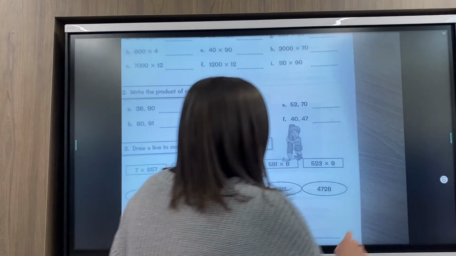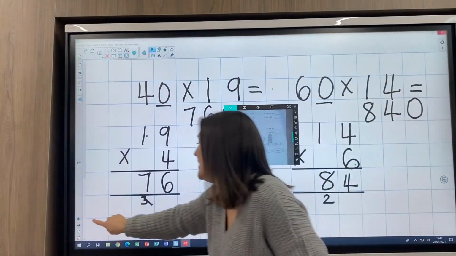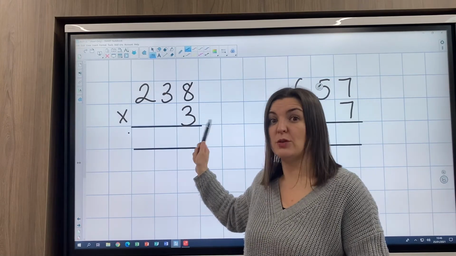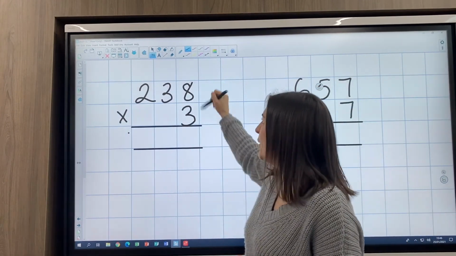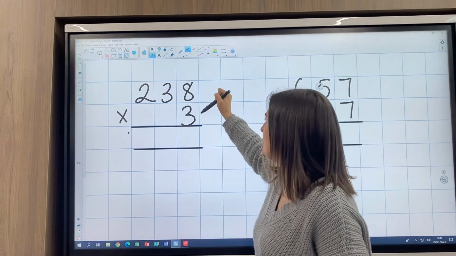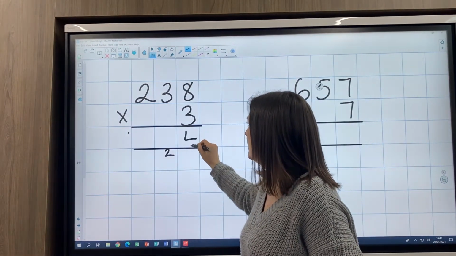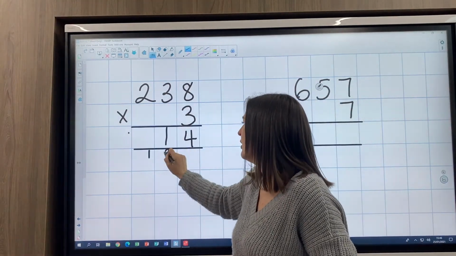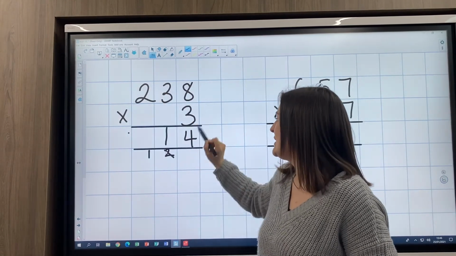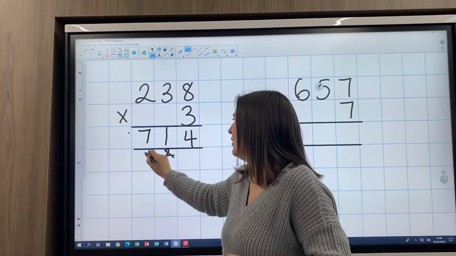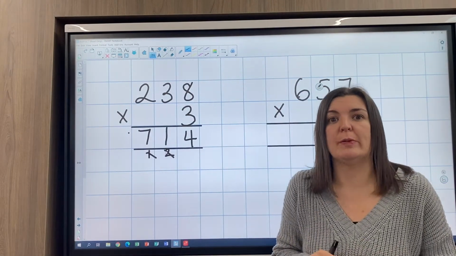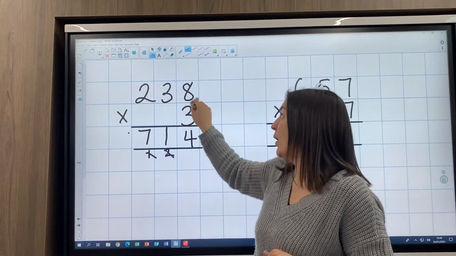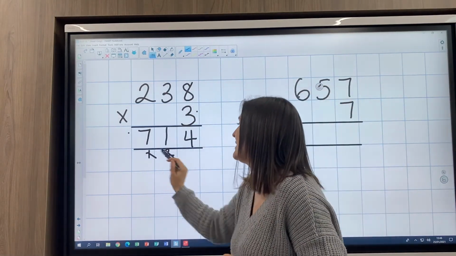So short multiplication then with a 3-digit number. You've got 3 digits multiplied by 1. I always start with the ones here. So 8 times 3 is 24. 3 times 3 is 9, but I've got 2 to add on, so that's 11. Cross it off so I know I've added it. 2 times 3 is 6. Add 1 is 7. So that's my short multiplication. I multiply each of these numbers by the one I'm multiplying by, and then not forgetting to add these.